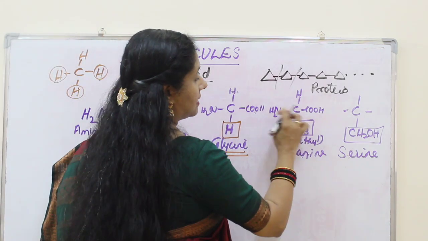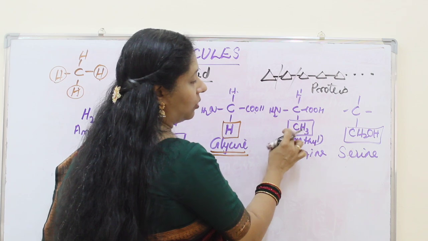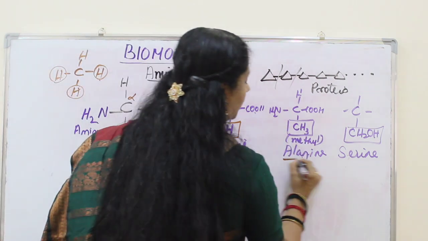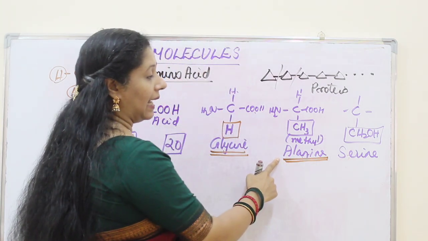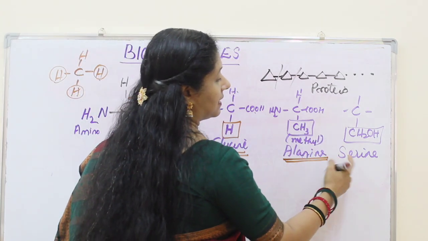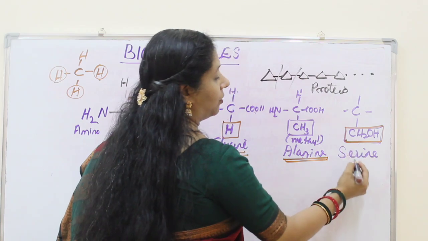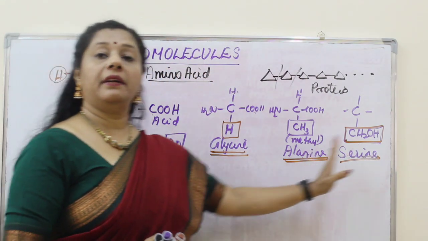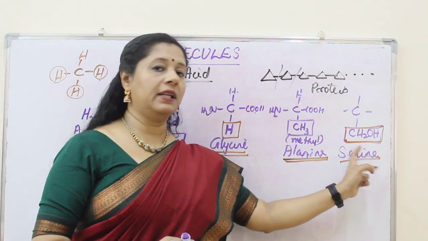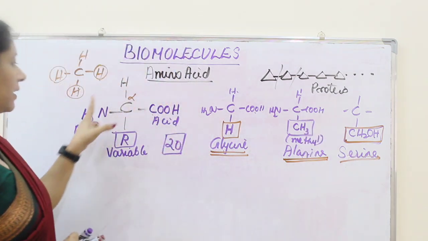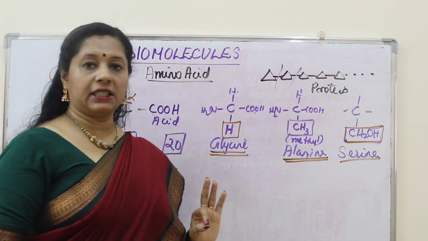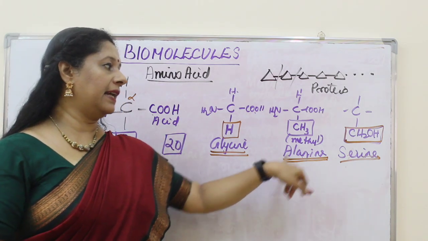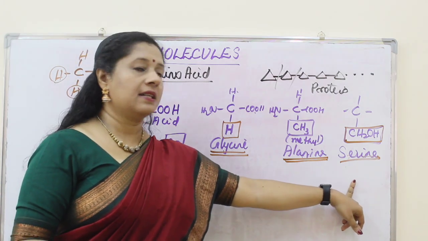Then next case, these 3 are the same again. Only the variable group has changed from hydrogen to CH3. CH3 is called a methyl group, and then it is called alanine. Then if CH2OH is the R group, the amino acid is called serine. So depending upon this, 20 different types of amino acids can form. This R group will change, the rest 3 will remain the same. We are studying only 3 examples. If it is H, glycine; if it is CH3, alanine; and if it is CH2OH, it is serine.